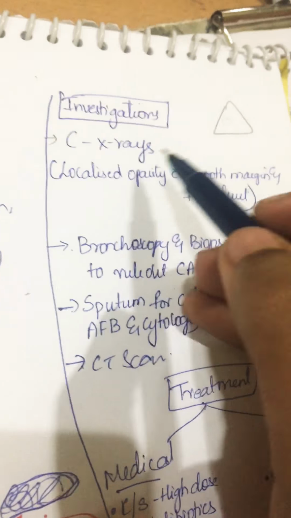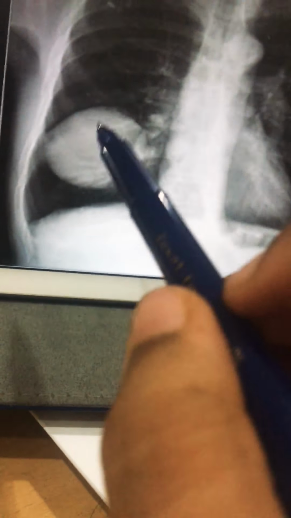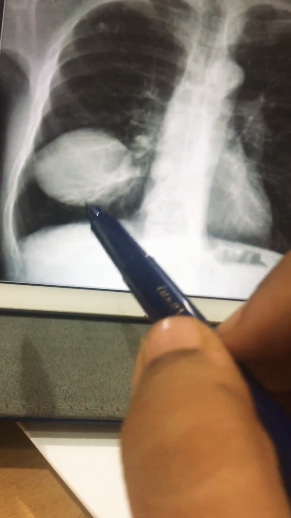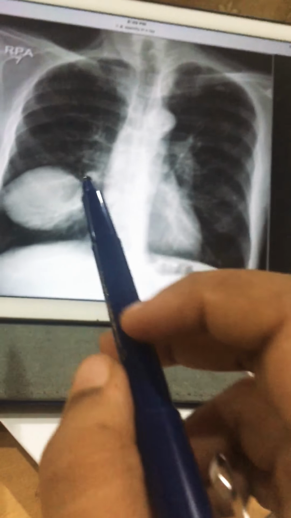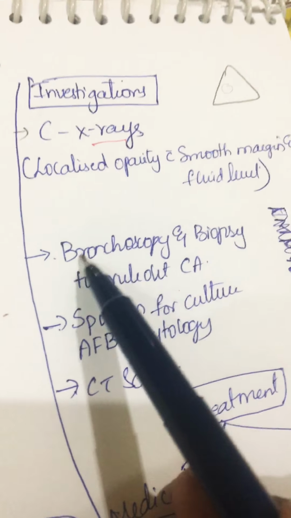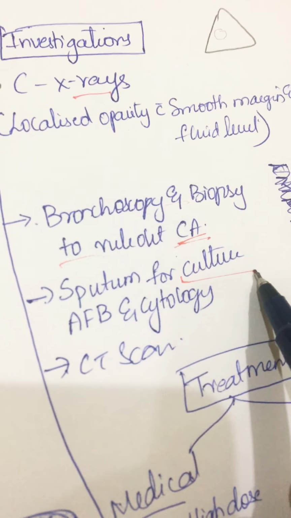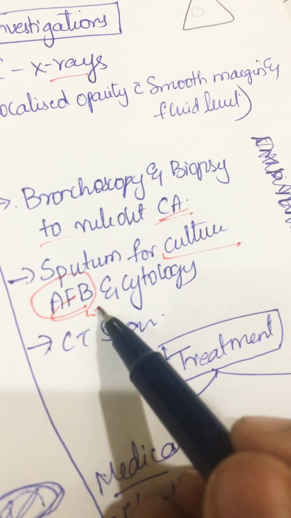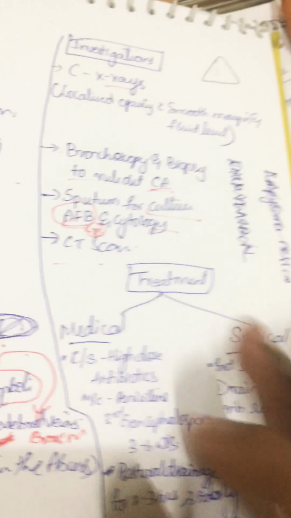Next is investigations. Most common is chest X-ray. We can see there is a localized opacity in the chest X-ray with a fluid level. This is the picture of a lung abscess. This is from the internet. Next, bronchoscopy and biopsy to rule out carcinoma, sputum for culture and sensitivity, and for acid fast bacilli to detect the underlying cause like tuberculosis, and cytology. CT scan is also common.